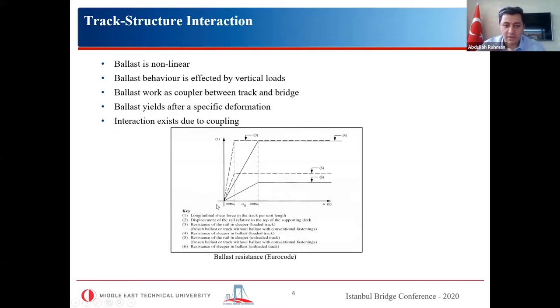Now, the coupling material we are using, the ballast, is a nonlinear material. Its behavior is affected by the vertical loads. What does that mean? The ballast horizontal stiffness is affected by the vertical loads, which means that in the unloaded case, for example, you have the ballast, the bridge, and the track, but you don't have the train passing over it. The ballast stiffness and the yielding displacement here will be different if you have a train over your bridge, because the train will cause some vertical loads. These vertical loads will make some confinement. This confinement will increase the horizontal stiffness of your ballast, and this will increase the force transmitted from the track to your bridge substructure. Actually, the term interaction exists due to coupling between the track and the bridge substructure through your ballast bed.